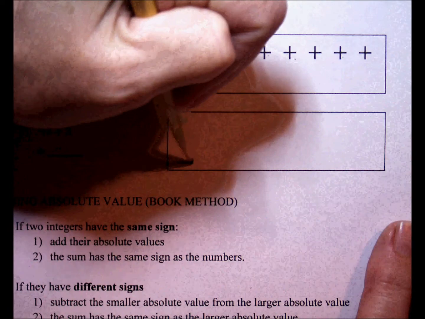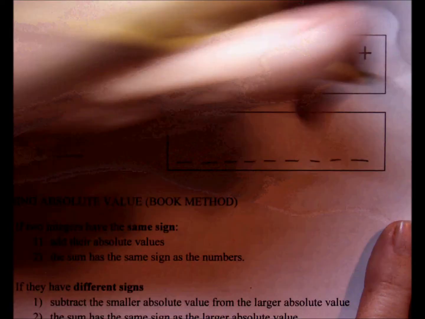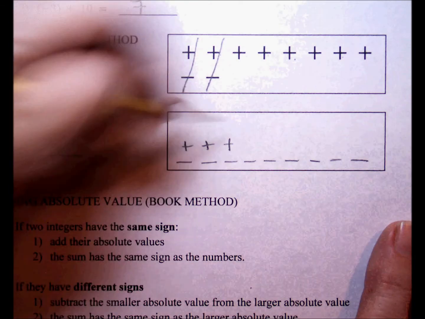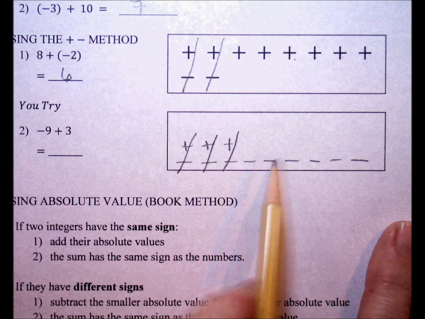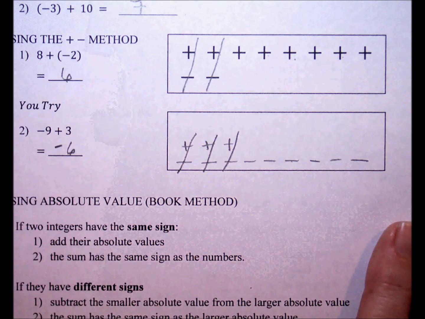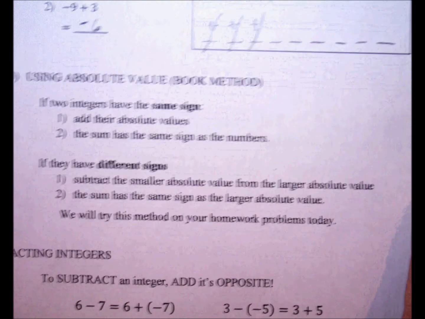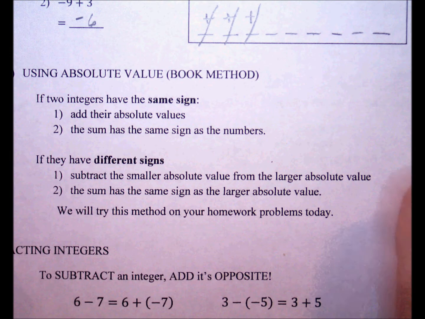So hit pause and do the Try. Okay, for the answer to the Try, we're going to have to put 9 minuses. 1, 2, 3, 4, 5, 6, 7, 8, 9, and 3 pluses. I'm going to cancel my pairs. 1, 2, 3 pairs. And how many minuses do I have left over? I have 6, so the answer is negative 6.